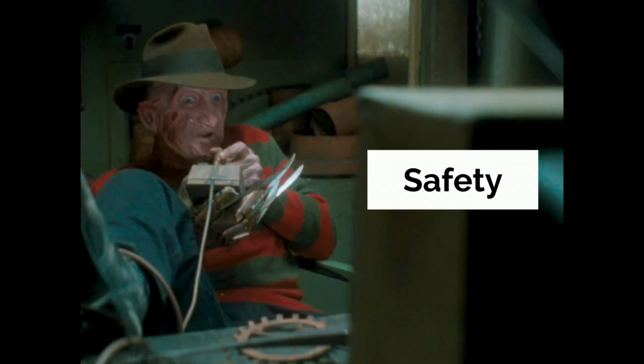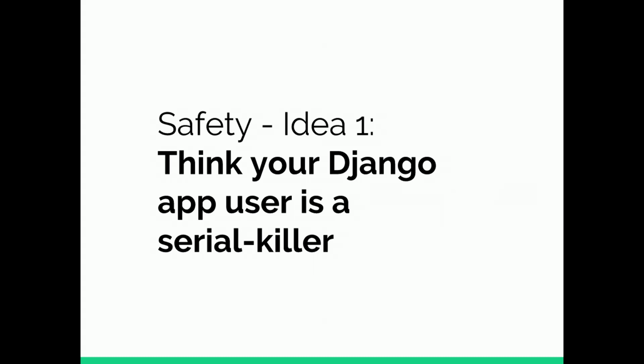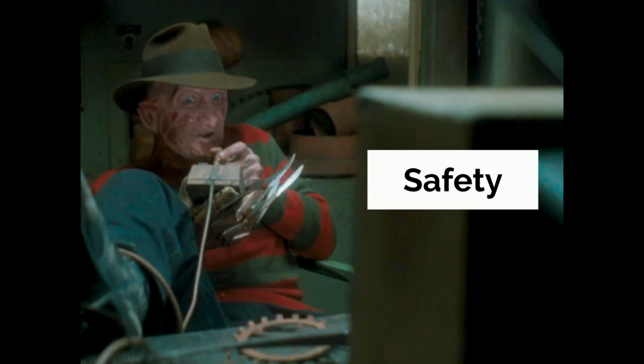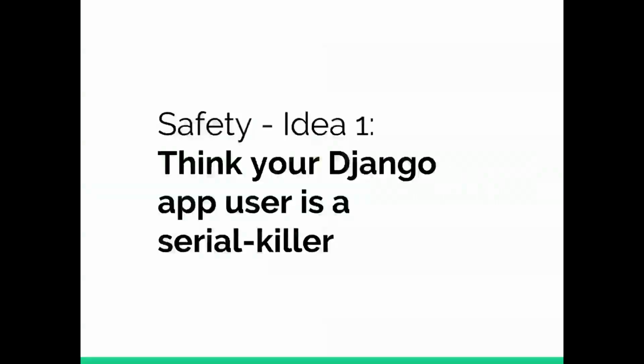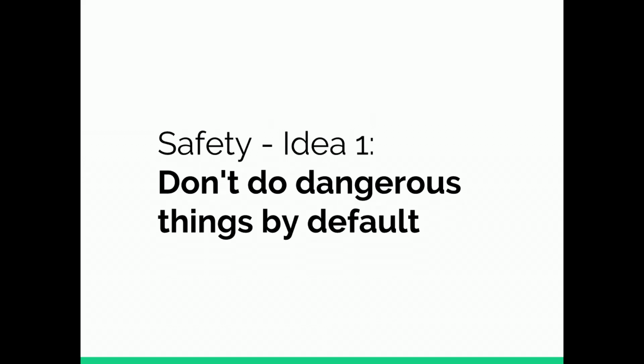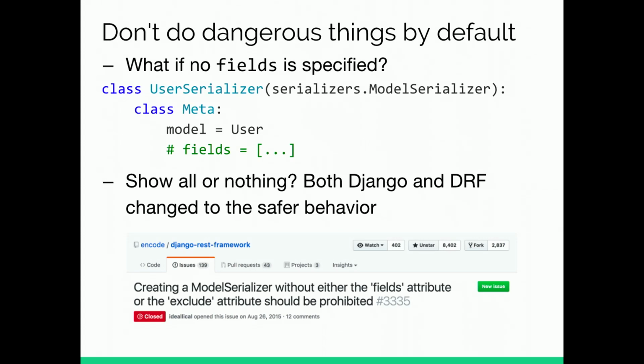Okay, now about safety. You probably can't see, but it's Freddy Krueger here. And you must think that your Django app user is a serial killer, because you don't want to do dangerous things by default. For example, on serializers, if you don't specify fields, what should happen? Should you show all fields of the user, or should you show nothing?